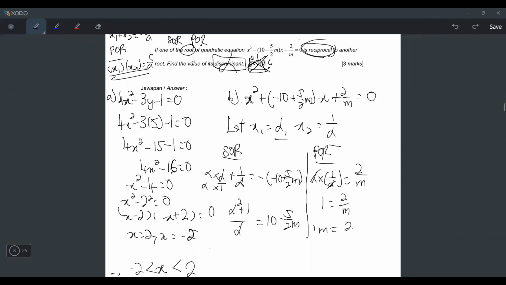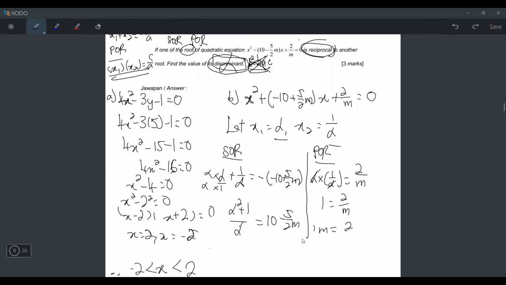But I don't need it, because what they want is actually the value of the discriminant. And to get the discriminant, I just need the value of m. I don't need anything else. I don't need the roots. Okay. So now I know my value of m is 2 already. So I should be able to get my discriminant, even if I don't know the alpha.